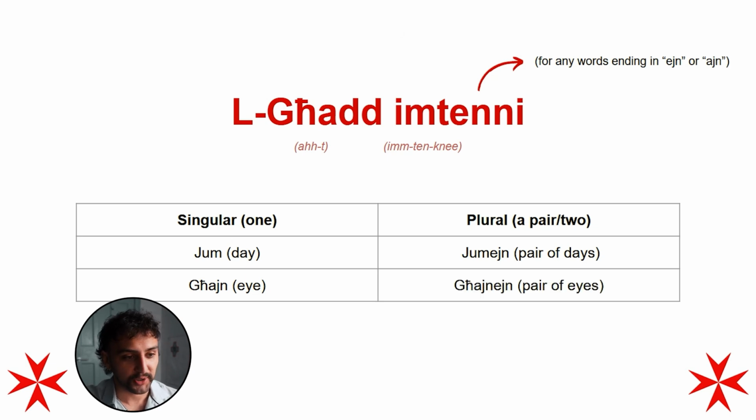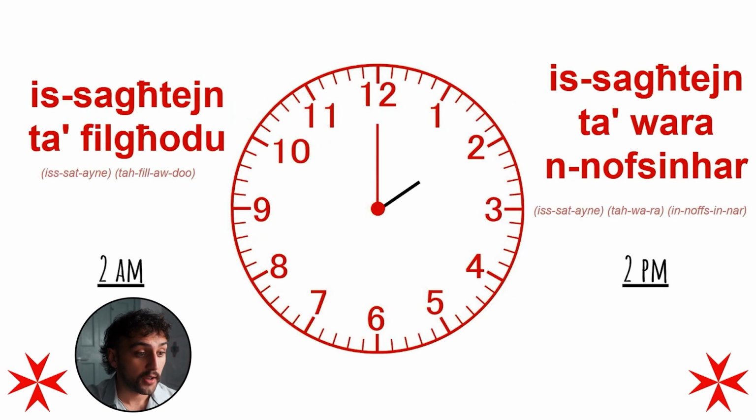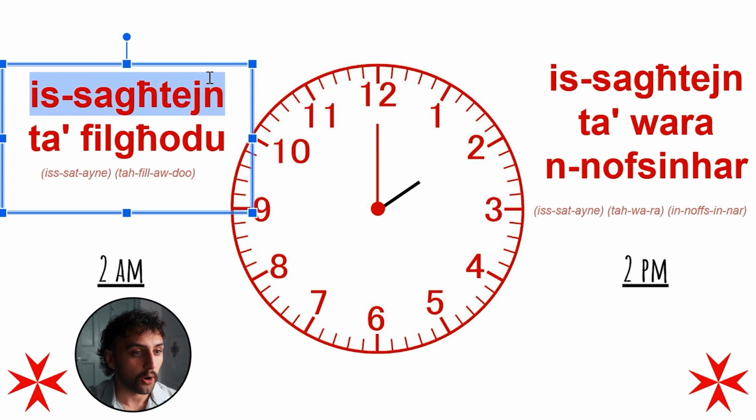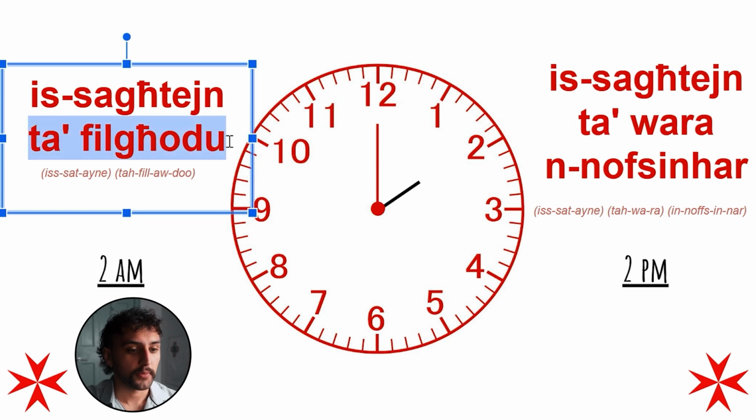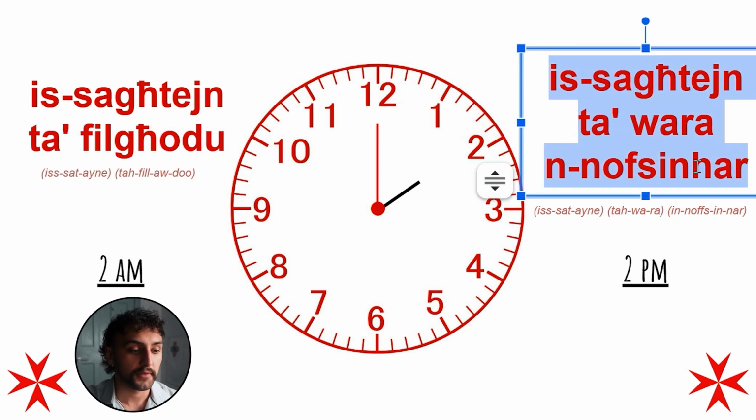But yeah, going back to the context of the clock, we are specifically looking at is-satain, which is how you say 2 o'clock. And to specifically say 2 o'clock in the morning, you would add tafelodu at the end of that, so it becomes is-satain tafelodu. Or to say 2 o'clock in the afternoon, you would add tawara in nofsinar to the end of that, so it becomes is-satain tawara in nofsinar.